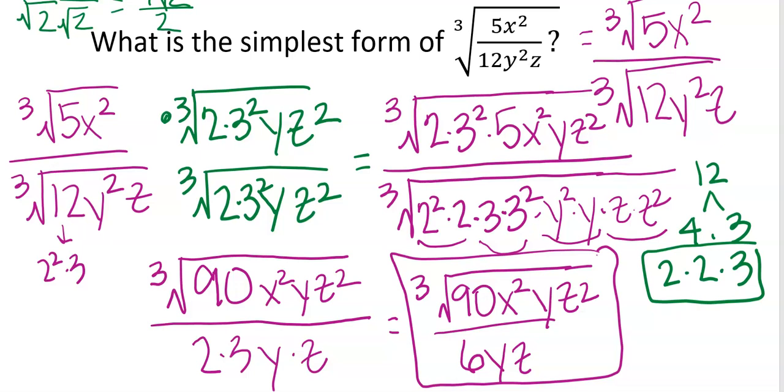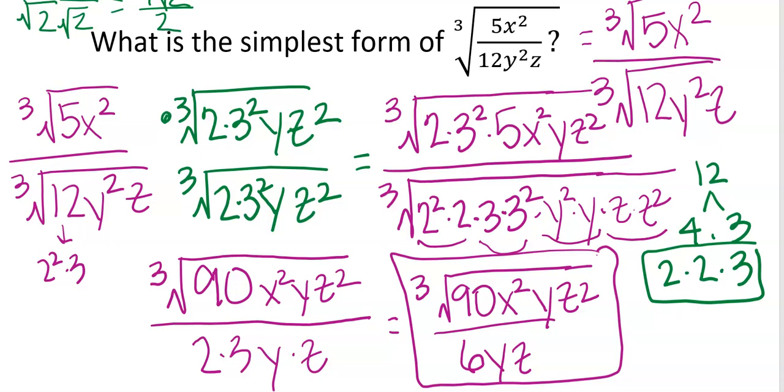Yep? How did you get the 90? Okay, I did 2 times 3 squared times 5, because you can't take anything out, because there isn't a group of 3. Most of the time, the top part will still look pretty ugly. The bottom part is what will look way nicer. Okay?